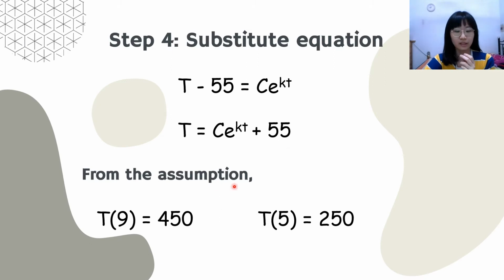So from the assumptions, case 1 and case 2: for case 1 we get T9 equals 450, where 9 is the 9 hours to reach 450 degrees Celsius from 55. Then T5 is case 2, which takes 5 hours to reach 250 degrees Celsius.